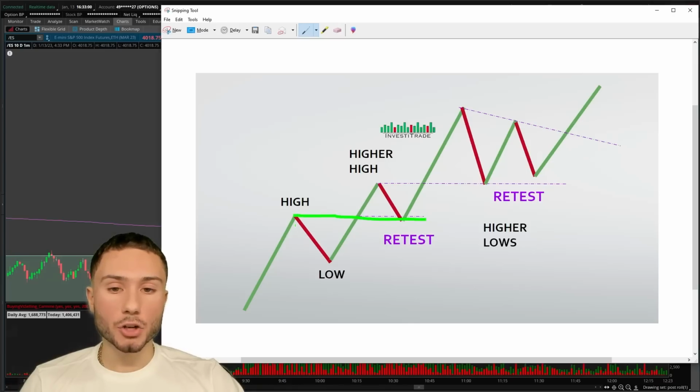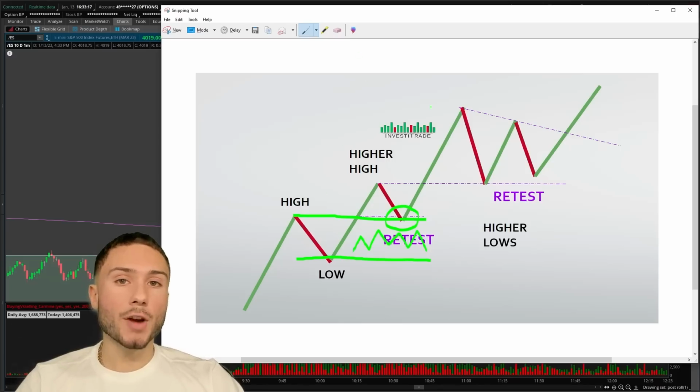So let's just say this red line over here and this violent aggressive move to the upside formulated a demand zone in this area right here. The idea here now is to play the market when we retest in this zone because we are putting higher highs in and we are putting higher lows in. The immediate trend is an uptrend.